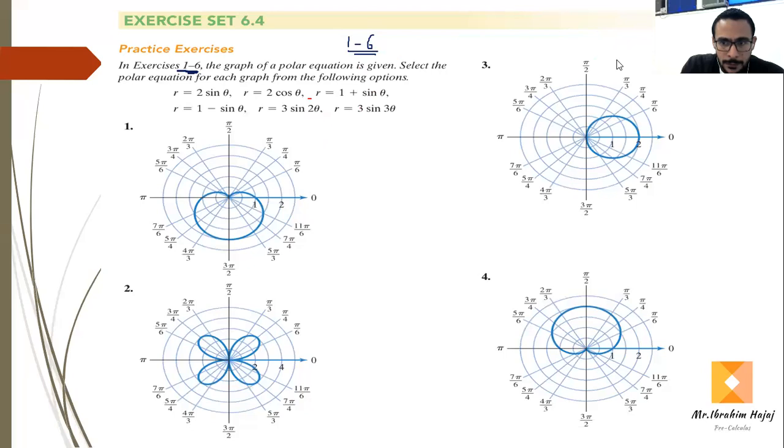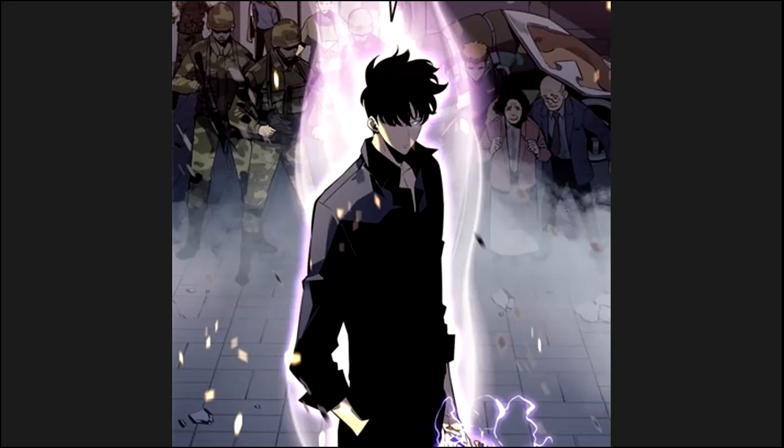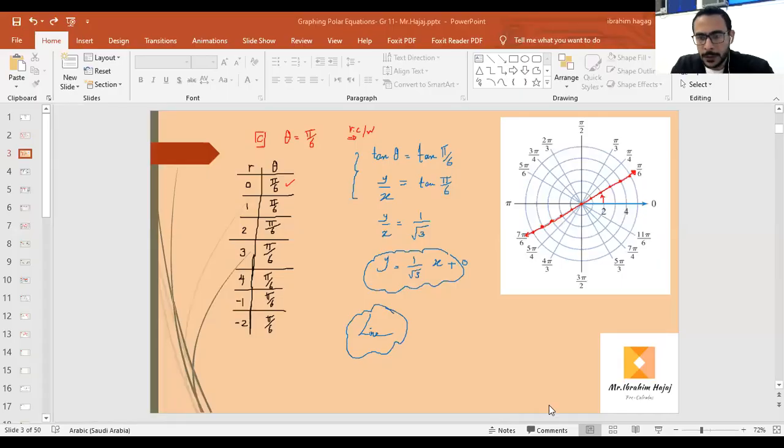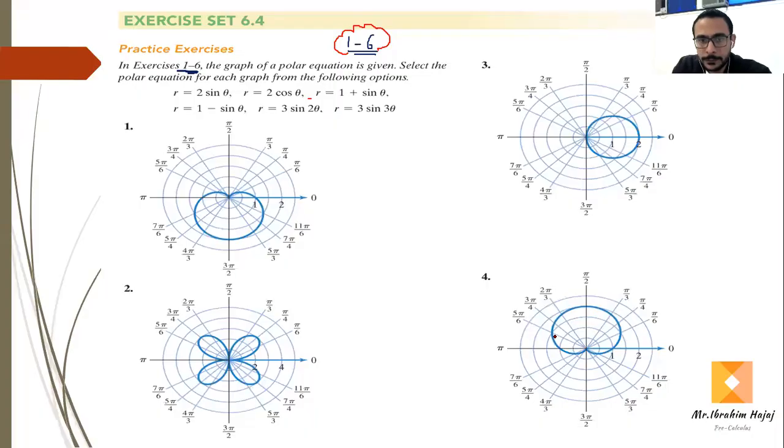Yes, understood. So the first two will be a normal circle. Usually is a stop, right? Yes, right. Okay, R = 2 sin θ and R = 2 cos θ will be a normal circle.